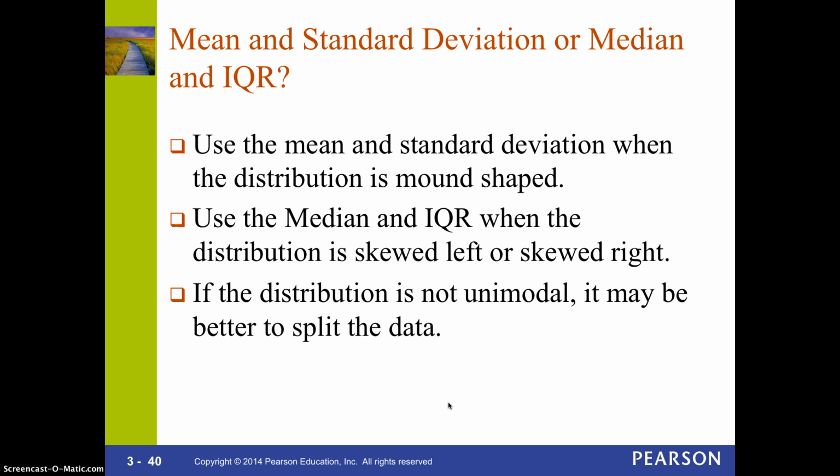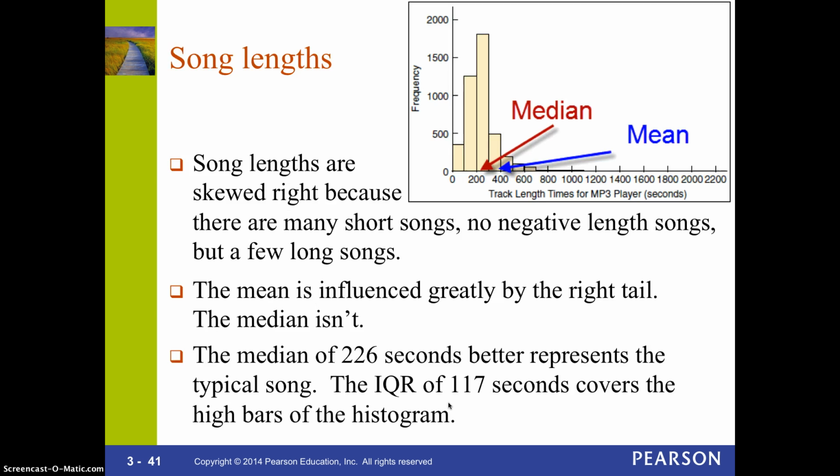If it's not unimodal, and we'll show you some graphs in this section that aren't unimodal, they might be bimodal. In other words, they have two values that are occurring a lot that aren't close to each other. Sometimes it's better to split the data first.